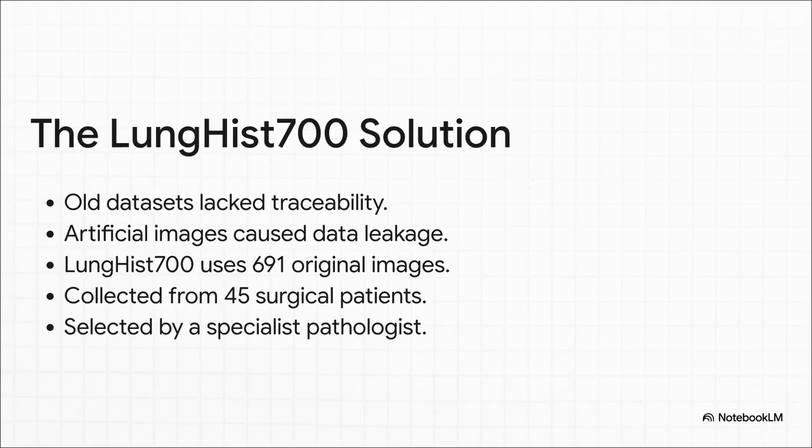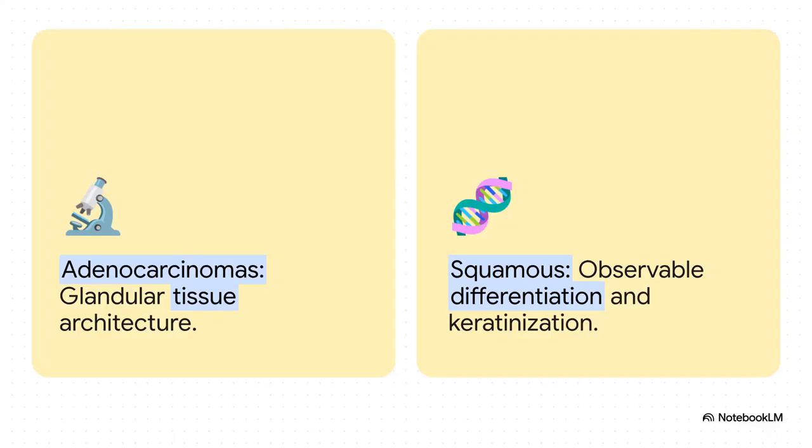So to fix this, researchers built the LungHist700 dataset totally from scratch. They pulled 691 authentic, original, high-res tissue samples. We're talking 1,200 by 1,600 pixels from 45 real surgical patients in 2023. And every single field of view was meticulously selected by a specialist pathologist. No shortcuts whatsoever.